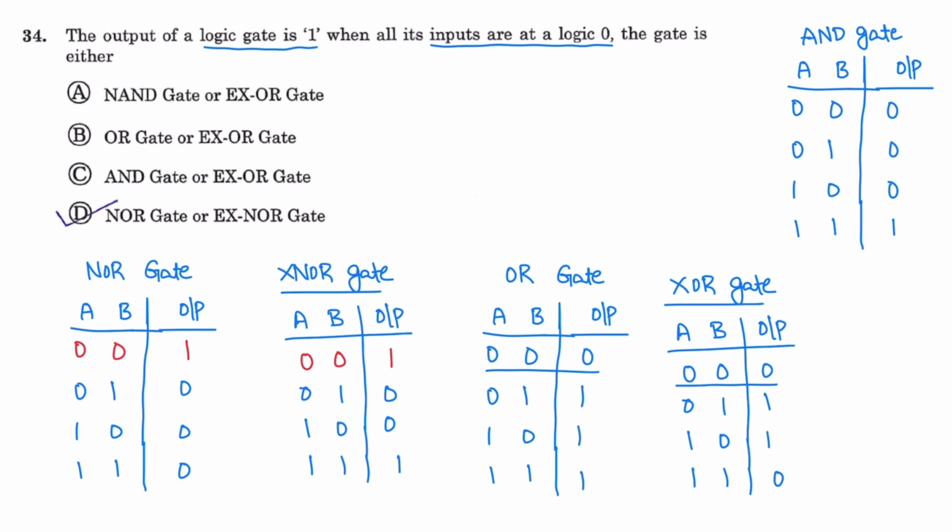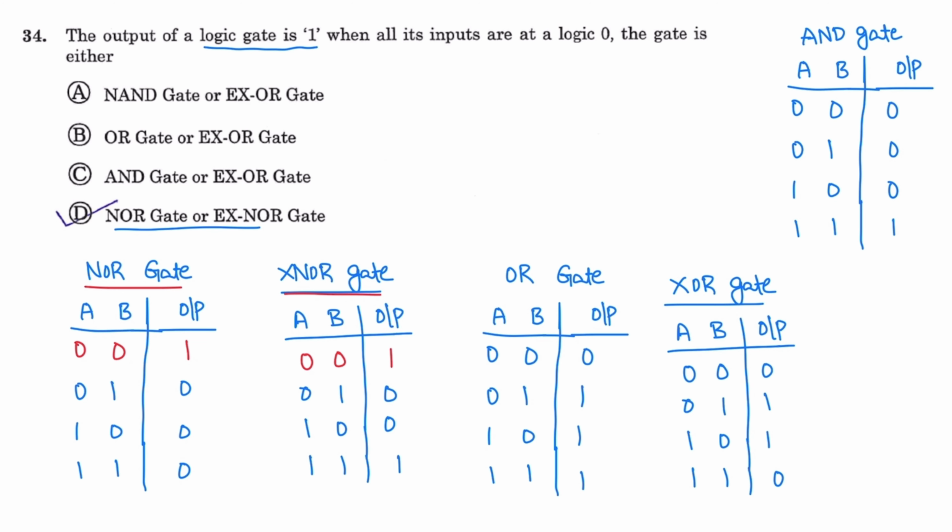Therefore, the correct option is D. For NOR gate as well as for XNOR gate, if all inputs are 0, the output is 1. Correct option is D. Next question.